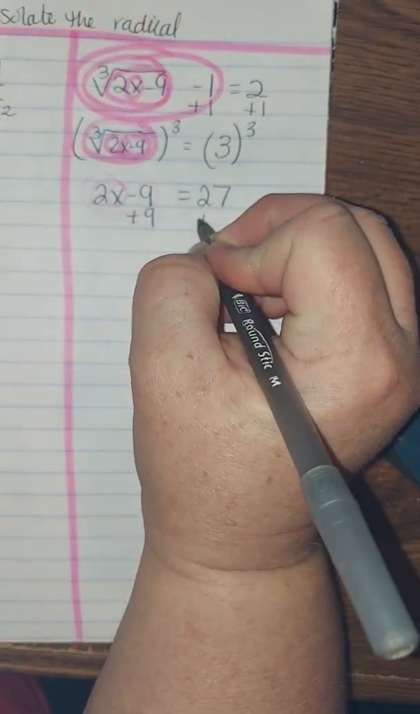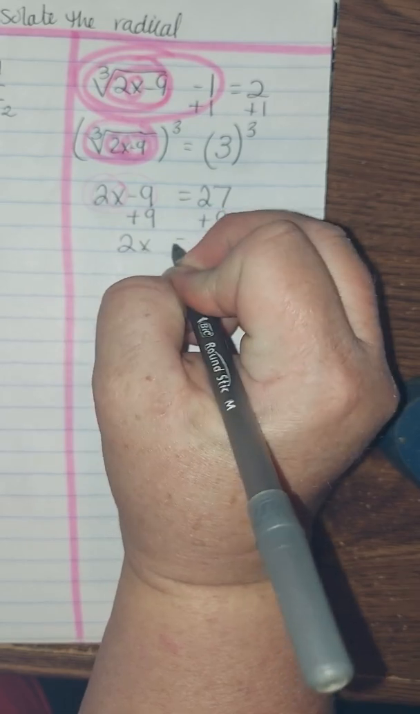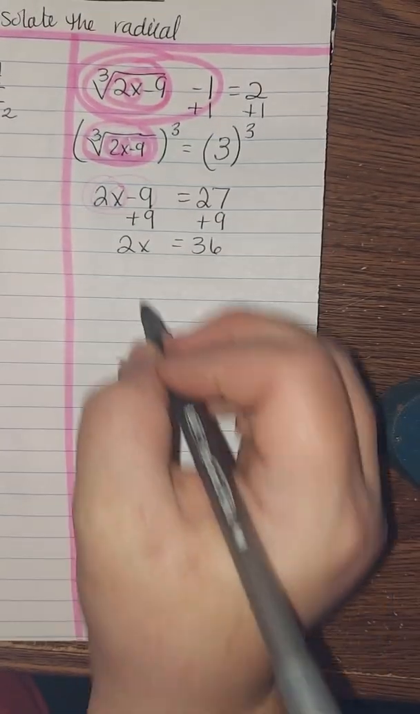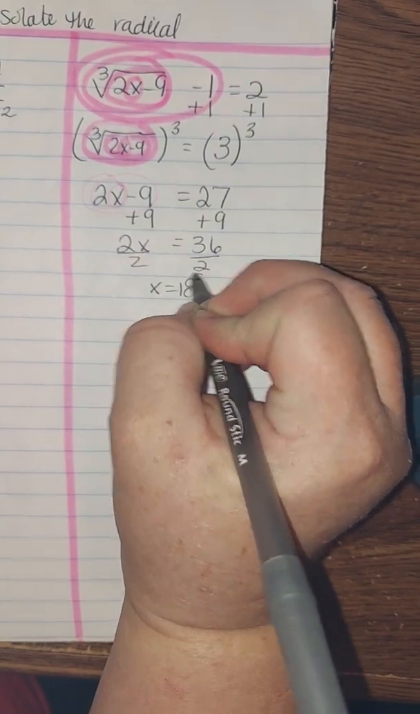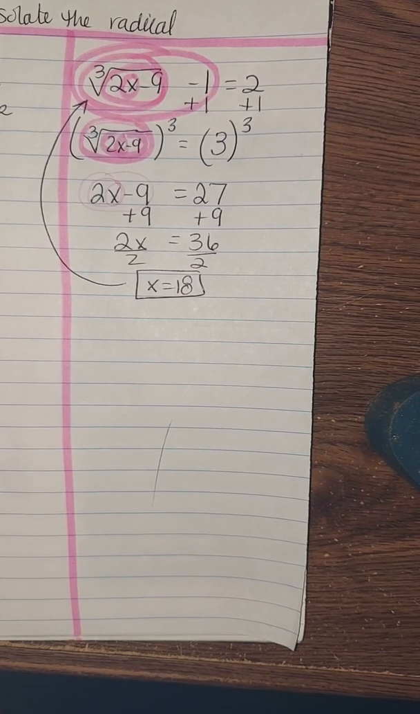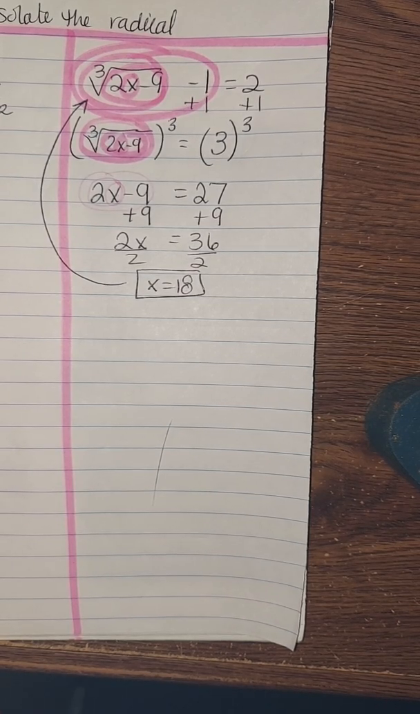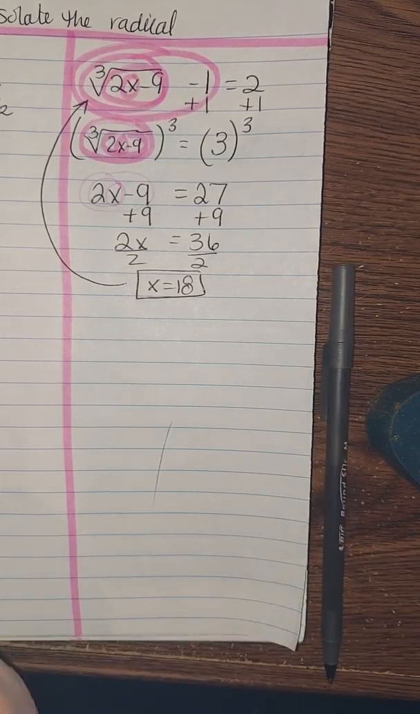All right, add 9. 2x equals 36. Divide by 2. And x is 18. Do a quick check. But in this case, we don't really have to worry about it because we can take the cube root of negative values, can't we?